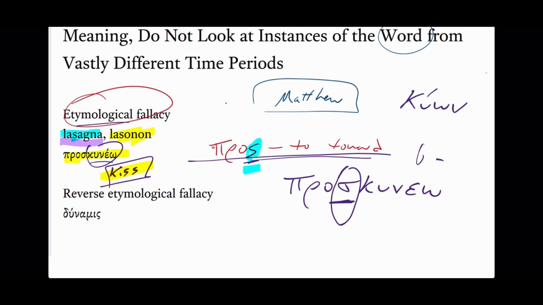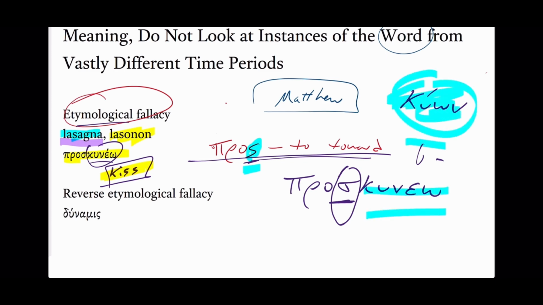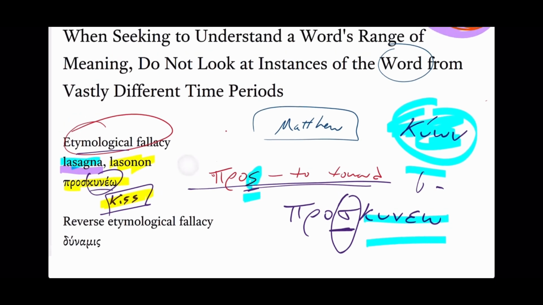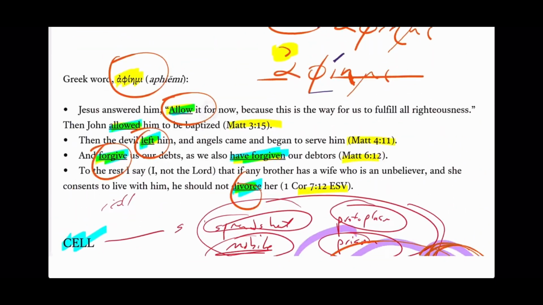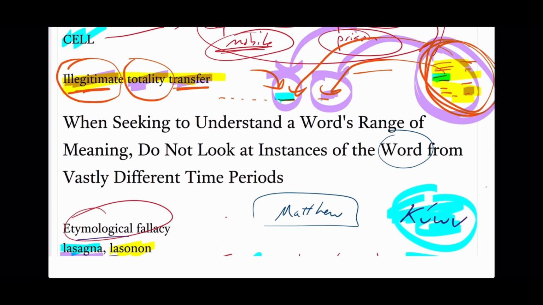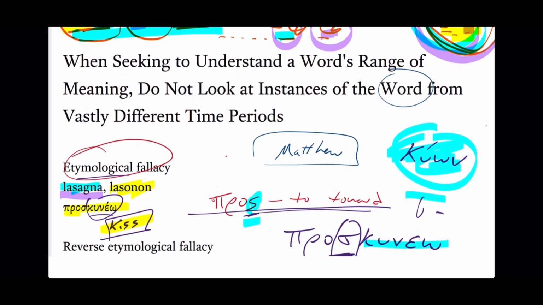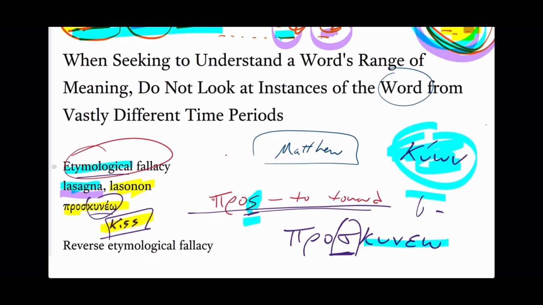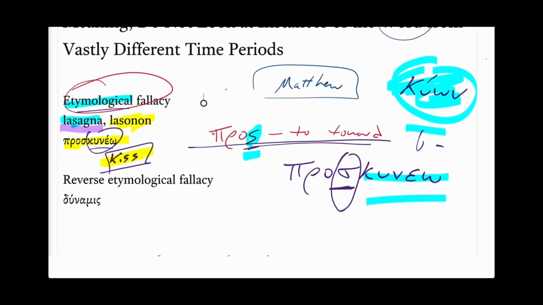But this is an example of bad etymological fallacy, because the word kuneo, even though it has some of the same letters, is not the word for dog, right? So it's a warning to us. It's a sad example of a mistaken etymological fallacy. Again, we're talking about some things not to do here. We talked about the illegitimate totality transfer. Don't read all the possibilities of what a word means into each instance. Don't think that by looking at the history of a word and its origin you have a deeper insight into its meaning.